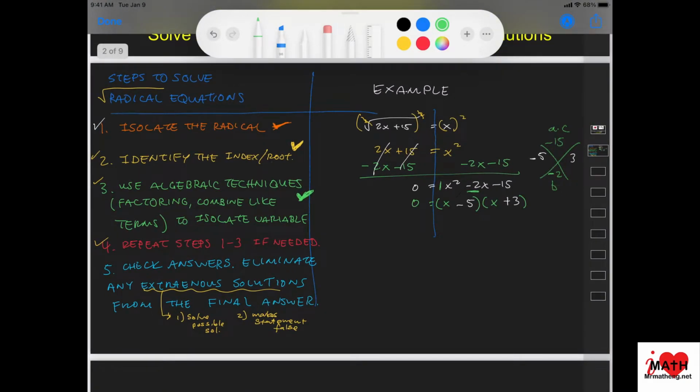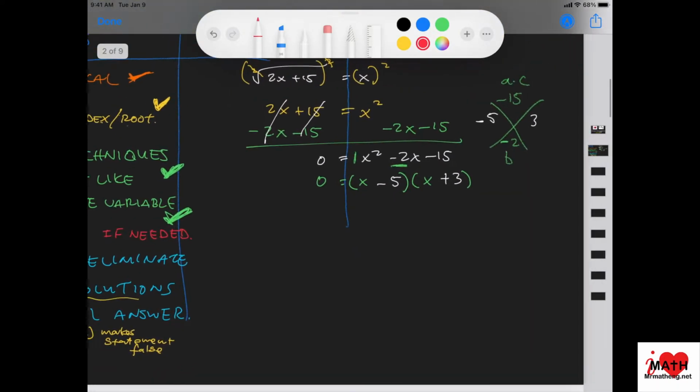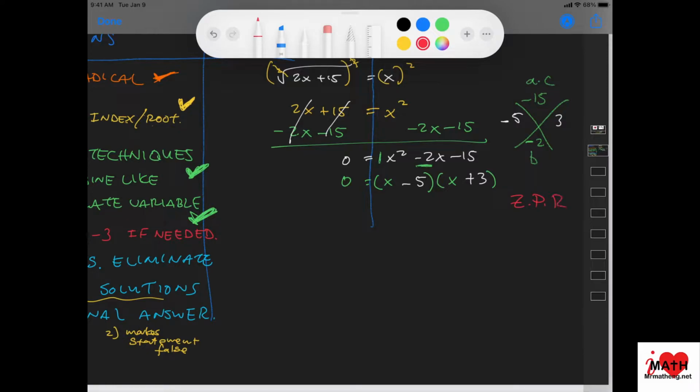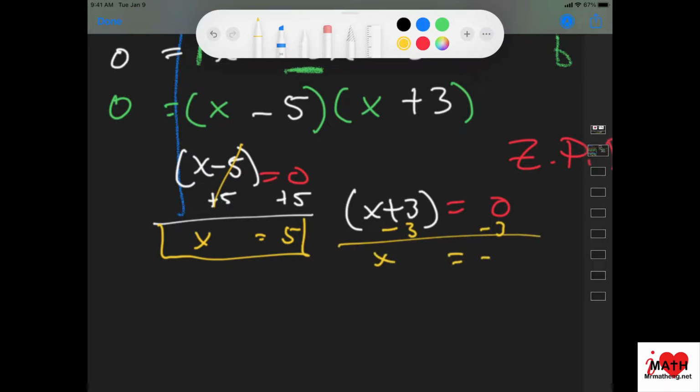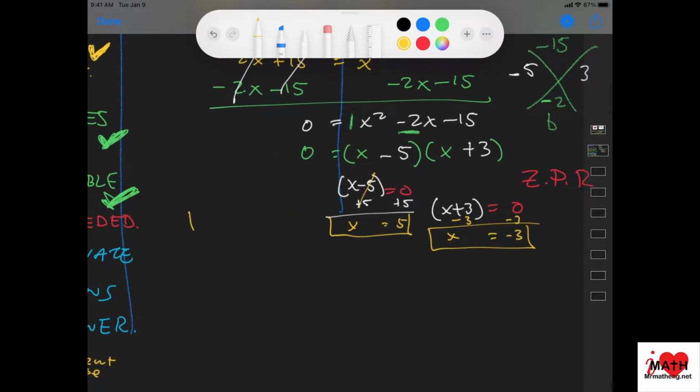Okay, and now it says repeat basically the steps 1 to 3 if needed. So in red now, we already solved it, so we can just do the zero product rule. The zero product rule basically says that each of these equals 0. So I have x minus 5 equals 0 and x plus 3 equals 0. You'll notice you don't really need those parentheses here. So I'll just add 5. You'll get x equals 5, and subtract 3, you're going to get x equals negative 3. Okay, so pay attention. These are my possible solutions.